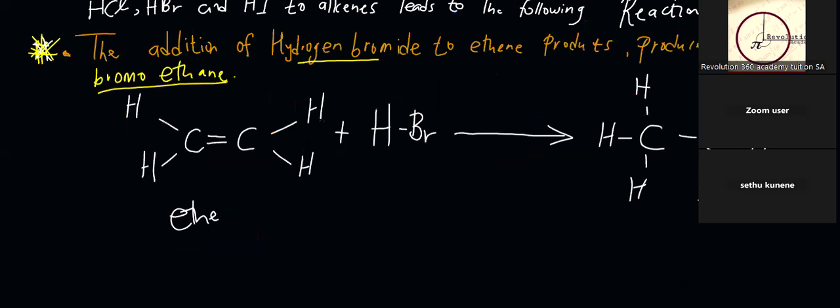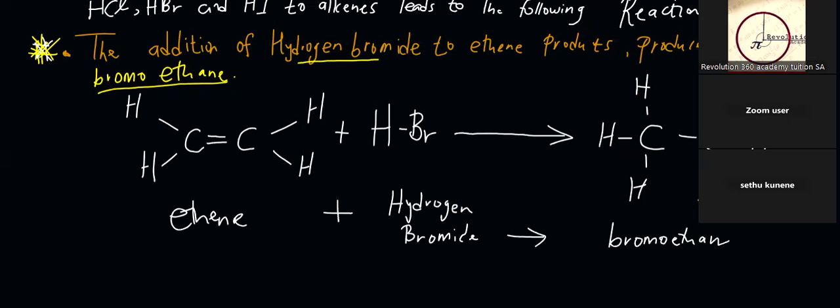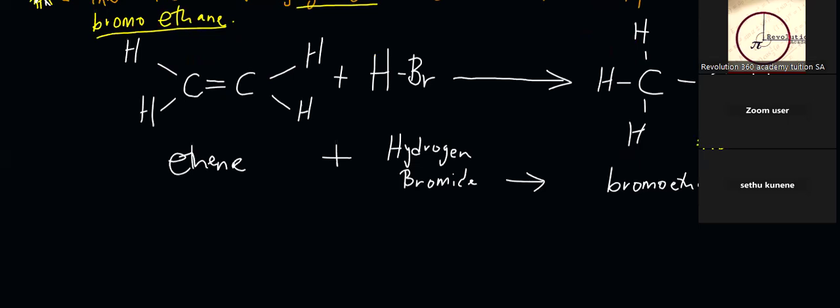Plus, here we are having what? Hydrogen bromide, which is a hydrogen halide. You write hydrogen bromide, and then we produce what? A haloalkane. We produce a haloalkane, which is called bromoethane. So this bromoethane, what do we call it? This bromoethane, we are calling it a haloalkane. And this hydrogen bromide, we call it the hydrogen halide.